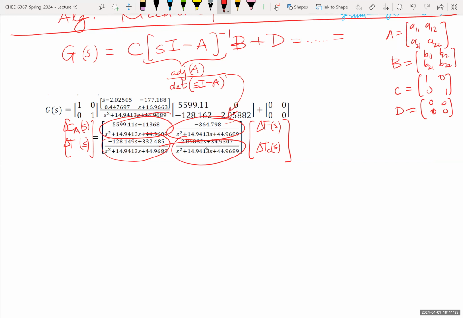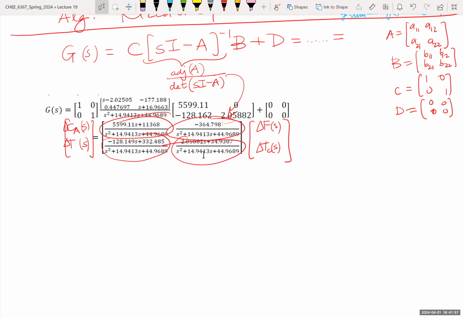Now, in some systems, you may have pole-zero cancellation. In some terms, there is a zero in the numerator, so it could be that one of these terms might cancel a term in the denominator. So you may end up having first order transfer functions individually. But in general, all 4 of these denominators are the same. Okay, so that's one observation.